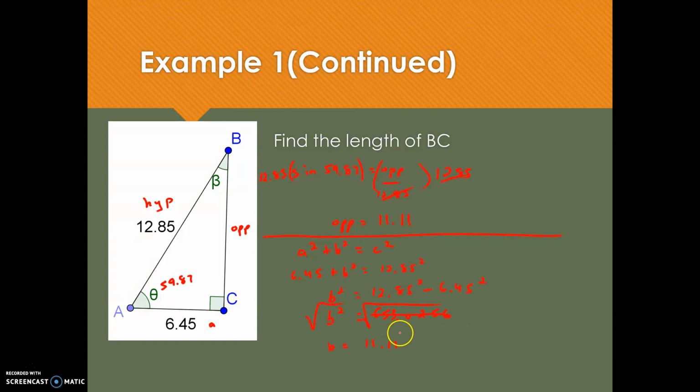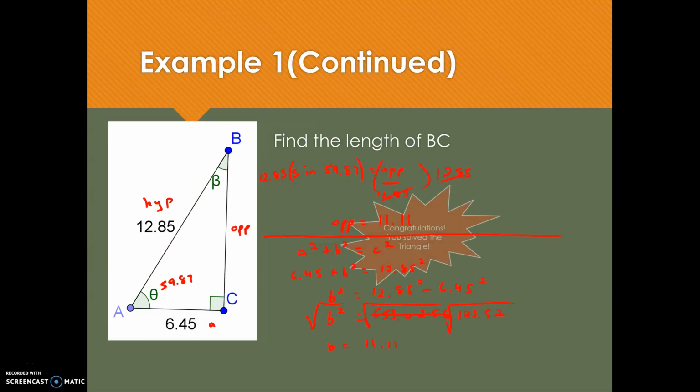Restart. The 653 was from the second problem. So what we have actually with that 12.85 squared minus 6.45 squared is 123.52. Again, after that one, you might want to check my math. And then the square root of that would give us the 11.11. I think we're good there.